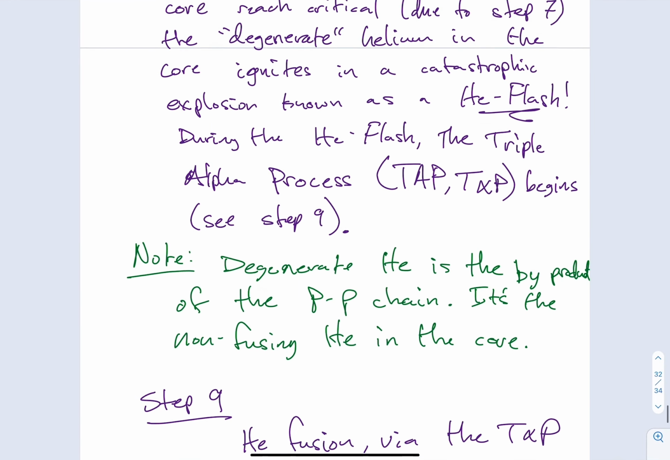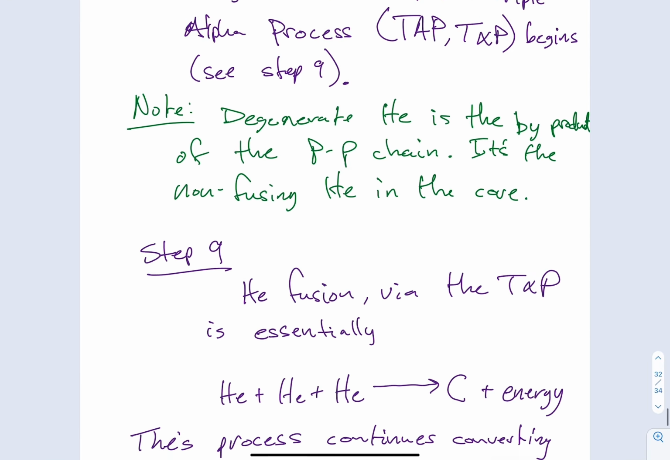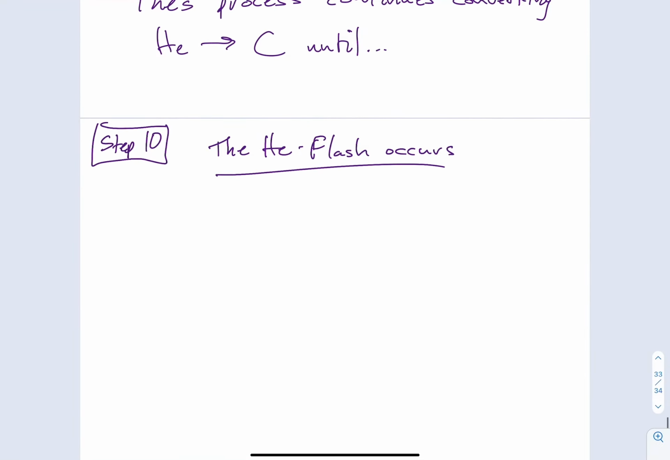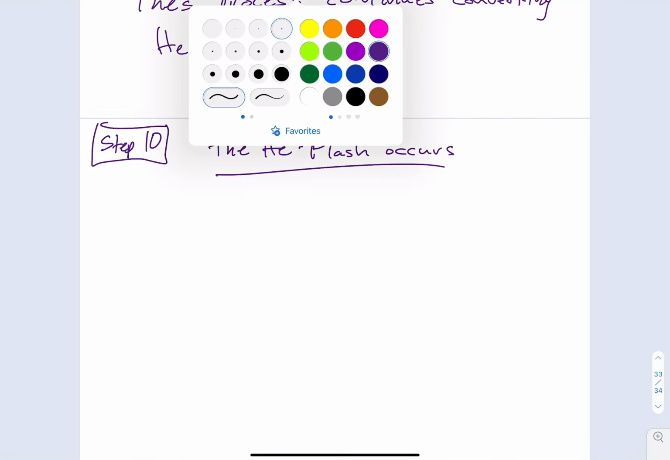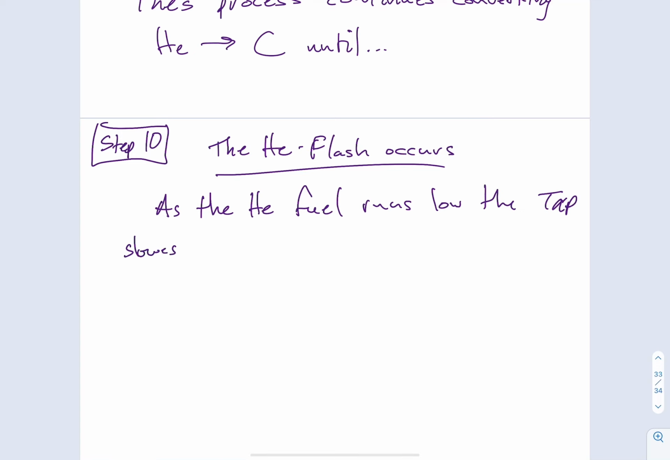So this helium flash that we spoke of before was the degenerate helium in the core igniting. It takes a huge amount of energy to do so. And this final helium flash is when the helium that is converting into carbon starts to run low on fuel, and the triple alpha process slows and then finally stops. So as the helium fuel runs low, the triple alpha process slows and eventually stops.